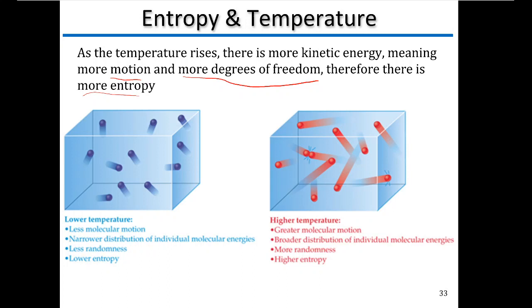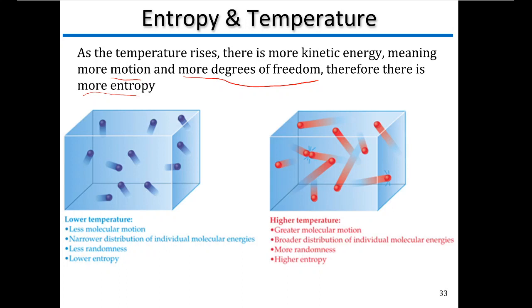So if we look at the cold box again, we have less molecular motion. We have a narrow distribution of individual molecular energy. In other words, they're all kind of moving at the same speed. They're very similar. They're less random, and therefore we have lower entropy. So we have less movement, less energy, less motion.